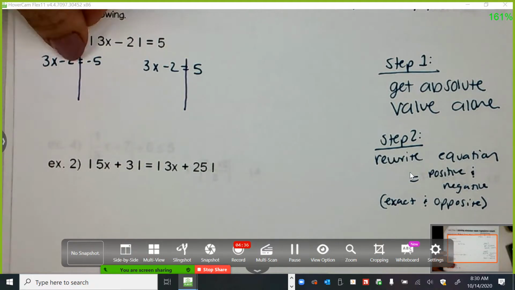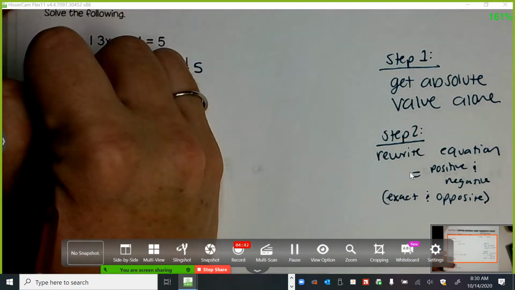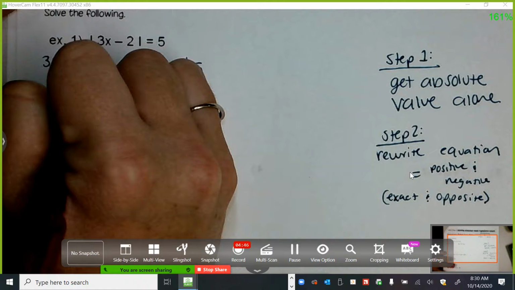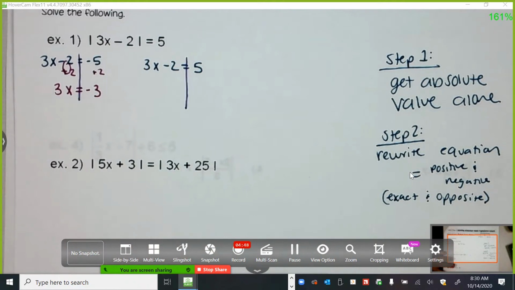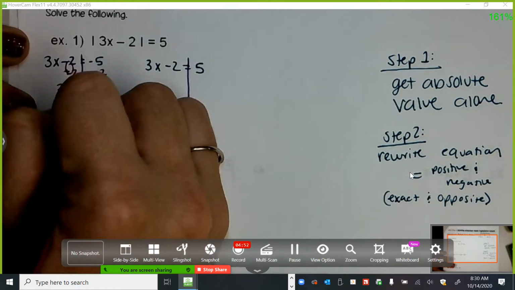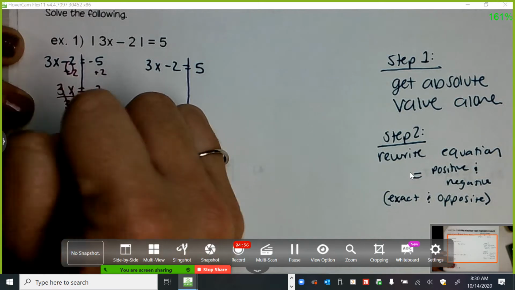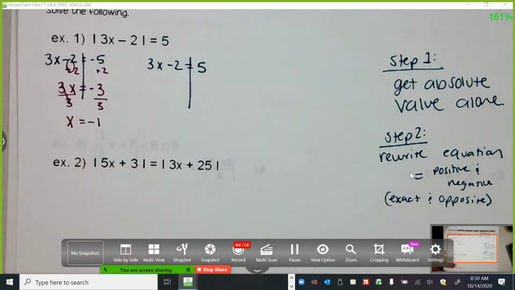So what do I do here to solve for x? Add 2 to both sides. And I get 3x equals negative 3. Now what? Divide by 3. And I get x equals negative 1. So there's one of my solutions.